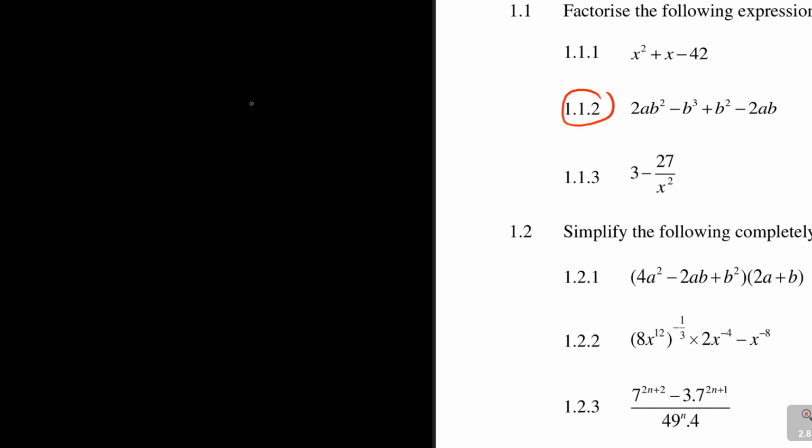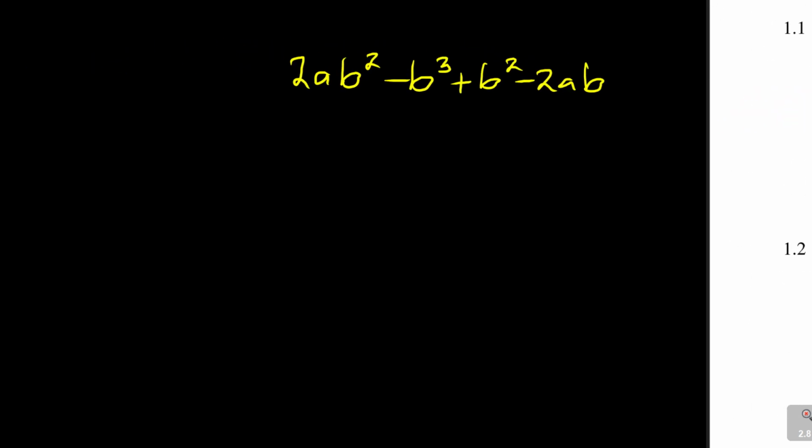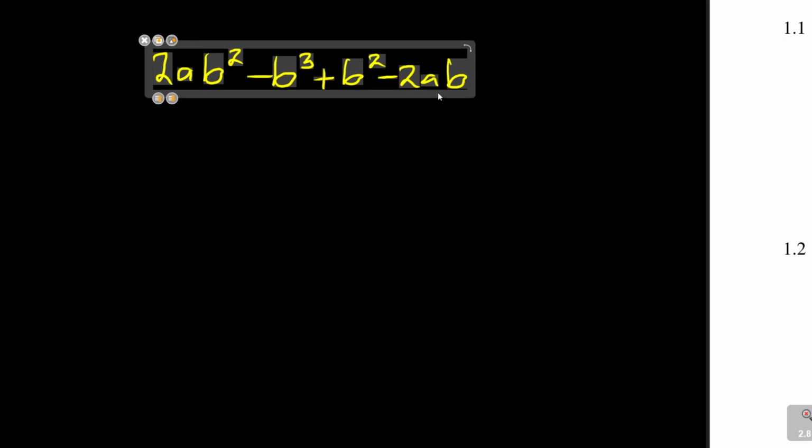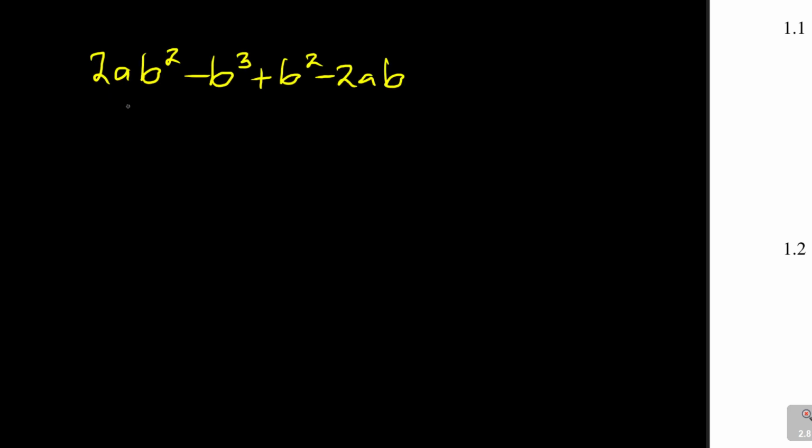That's what I'm looking at now. It's 2a squared. Let me use this one. So you've got 2ab squared minus b cubed plus b squared minus 2ab. Look at this. Now, if they're giving me 4 terms, you see, I've got 4 terms here. Chances are I'm gonna factorize by grouping, whereby you check your first 2 and check your last 2.